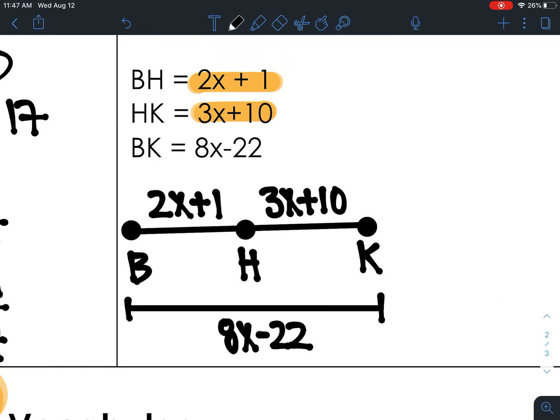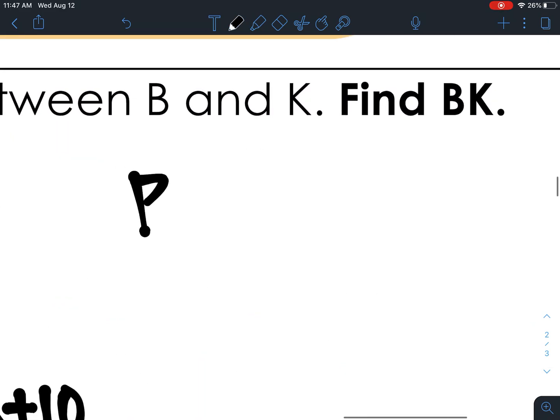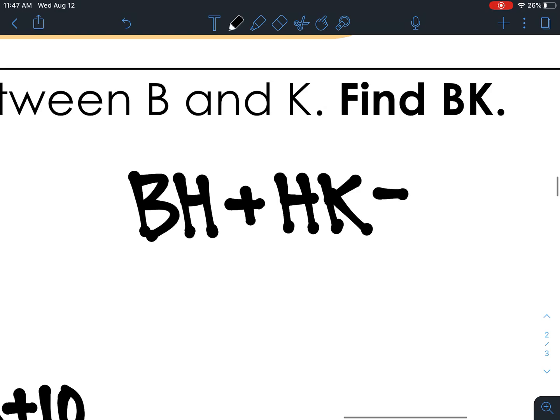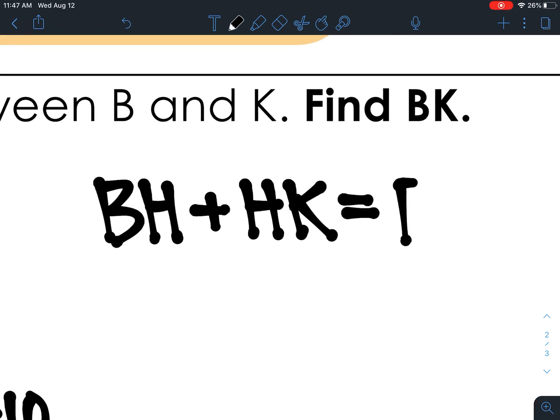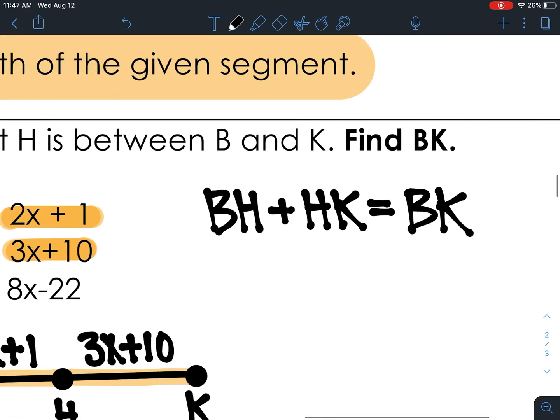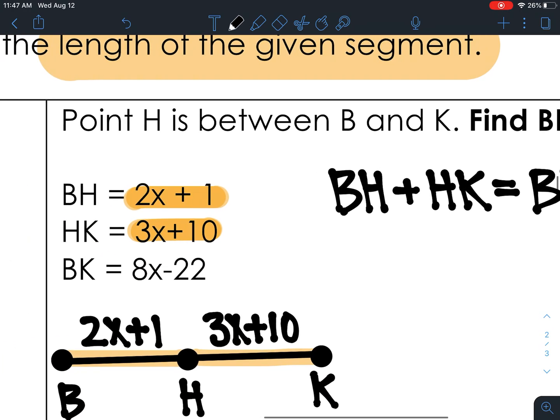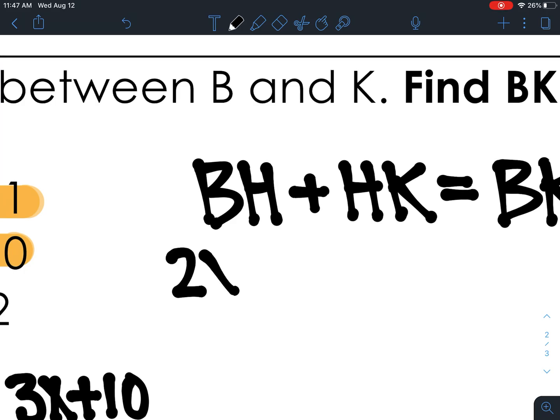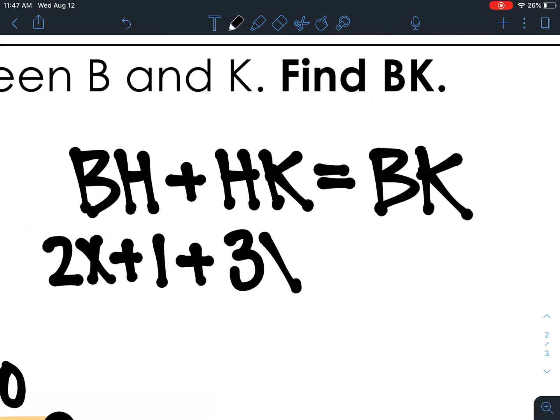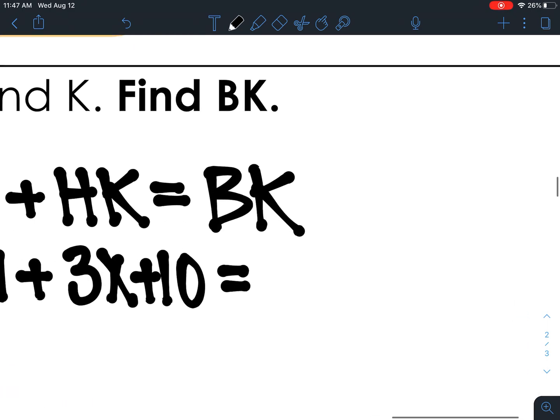So segment addition postulate says that we can take this length of BH, add it to this length of HK, and set it equal to the full length of BK. All right, so let's write that out. The length of BH plus the length of HK is going to be equal to the length of BK. Plugging in our expressions, BH is 2x plus 1 plus HK, which is 3x plus 10, is equal to the full length of BK, which is 8x minus 22.